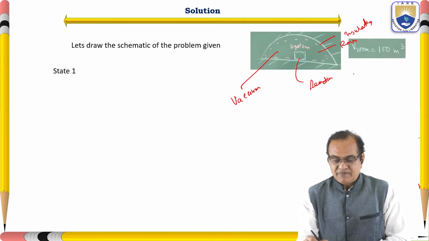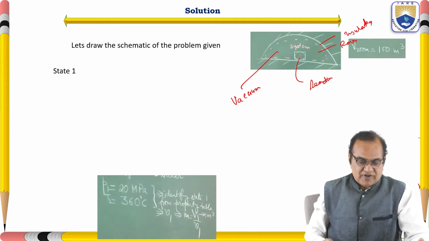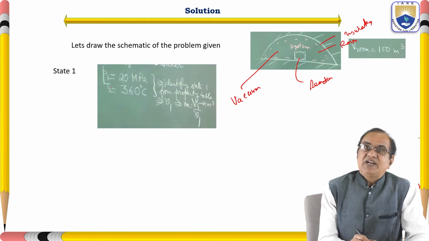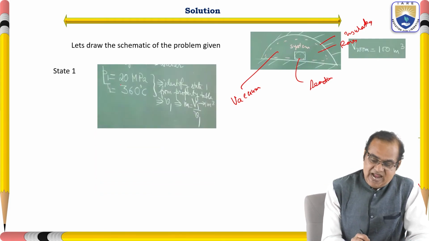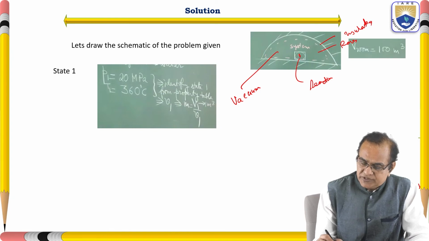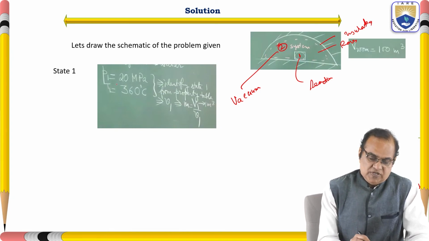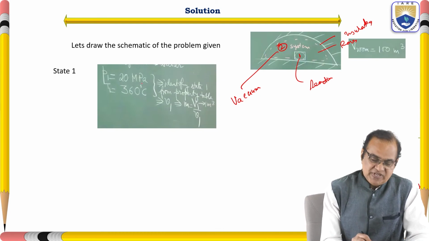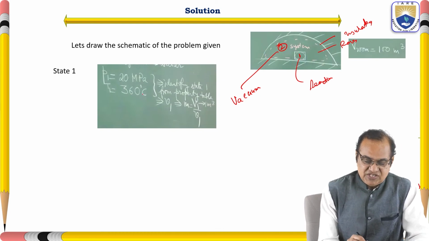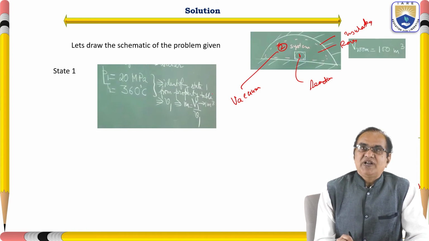So state 1, first we have to find out the state 1. State 1 is given pressure at 1. This is the 1 and this is the 2. P1 is given 20 megapascal. T1 is given 360 degrees centigrade. So identify the state 1 from the property table.